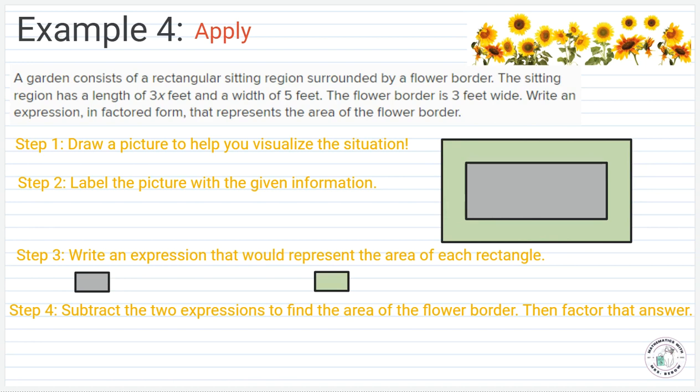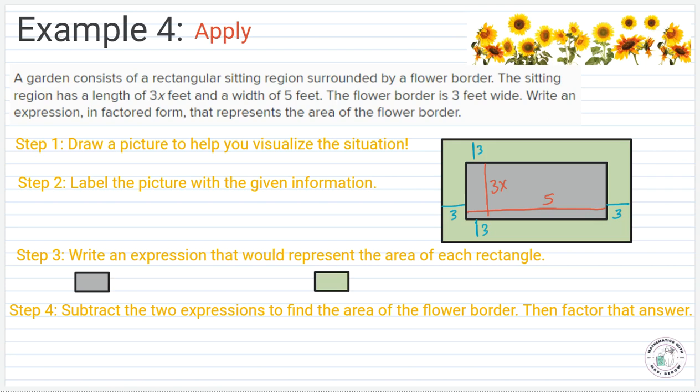Step 2 now is to label the picture with the information provided to us in this question. They tell us that the flower border is 3 feet wide. So here would be 3 feet, this would be 3 feet here, this is 3 feet, this is also 3 feet. So it's 3 feet all the way around. This rectangular sitting area, the gray one, has a length of 3x feet, so maybe we make this 3x here. And then the other direction is going to be the 5 feet, or vice versa. It doesn't really matter. But it just helps us see that we have 3x on one side and 5 feet across the other.